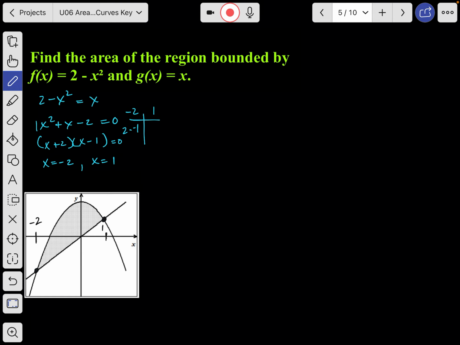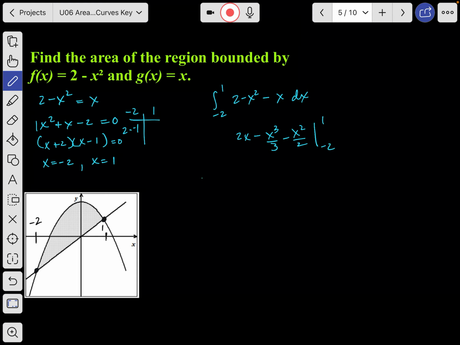All right, so that was your first step. Second step now is to write the integral. And so my boundaries are negative 2 and 1, and my top function is the quadratic, so that's 2 minus x squared, and I will be subtracting the bottom function. All right, let's integrate, and evaluate between 1 and negative 2.